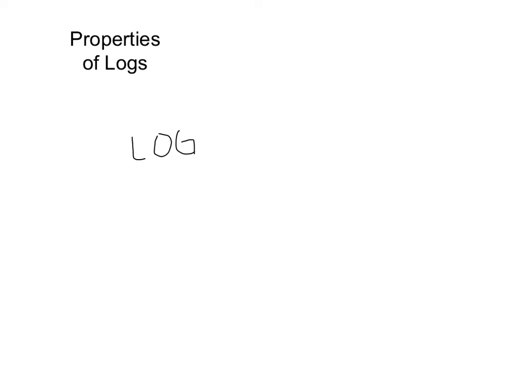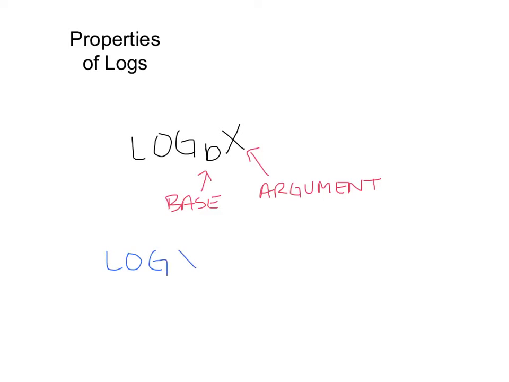If we have the log base b of x, they have a few components to them. That would be the base, and that would be called the argument. We're going to be looking at the base a lot in our properties of logs, as well as using the arguments.